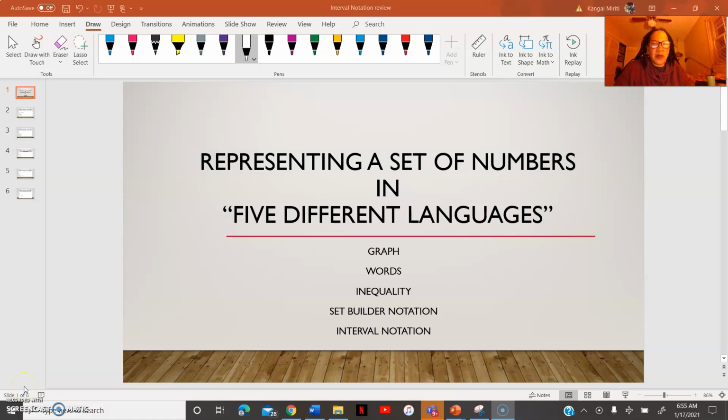Let's review how you can represent a set of numbers in actually 5 different languages. And those languages we're going to be looking at are graphs, words, inequality, set builder notation, and interval notation. Maybe you've heard of these languages before. So let me give you an example.